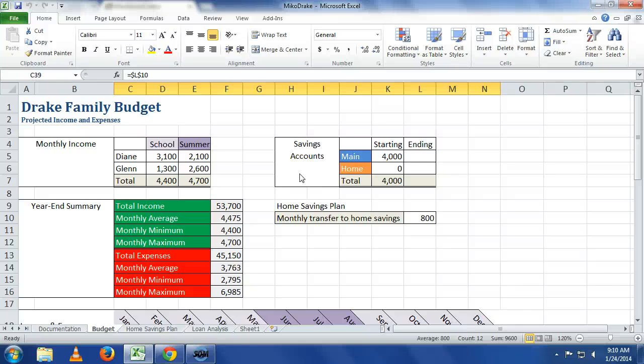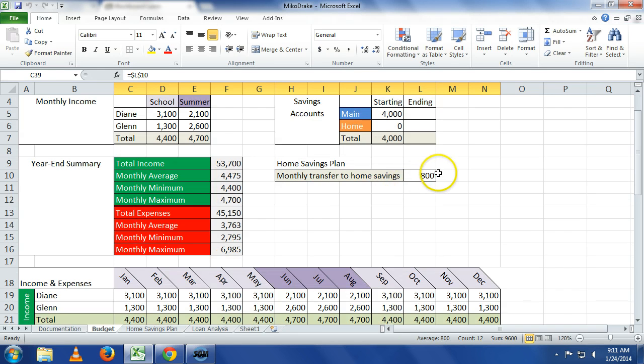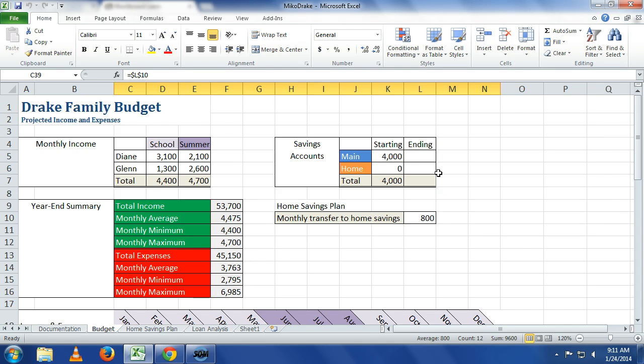Okay, if you guys remember, and hopefully you guys bring this back up, this is where we left off with the Drake family budget. They were trying to save for a home, Diane and Glenn apparently. And they have some income and expenses that differ by month. They want to use a savings account and a home savings account to try to save for a home.